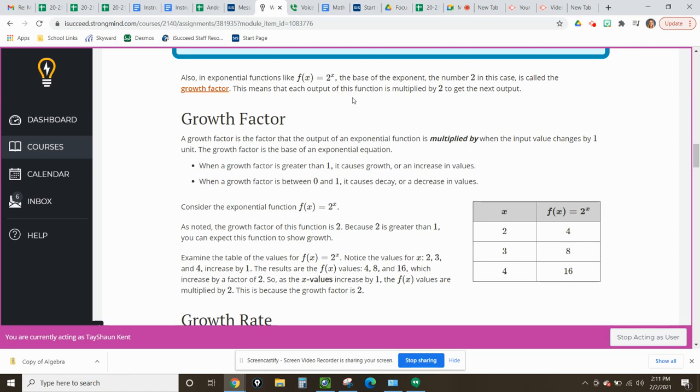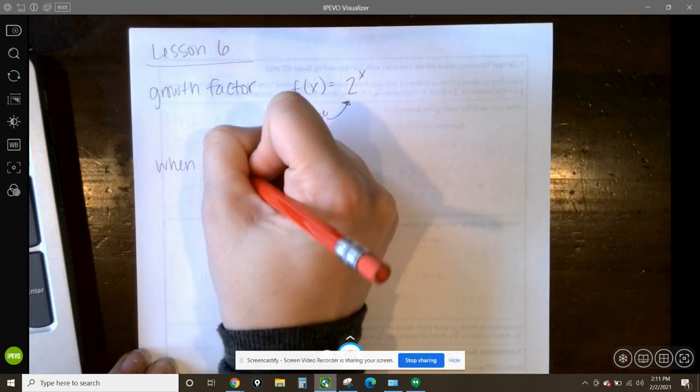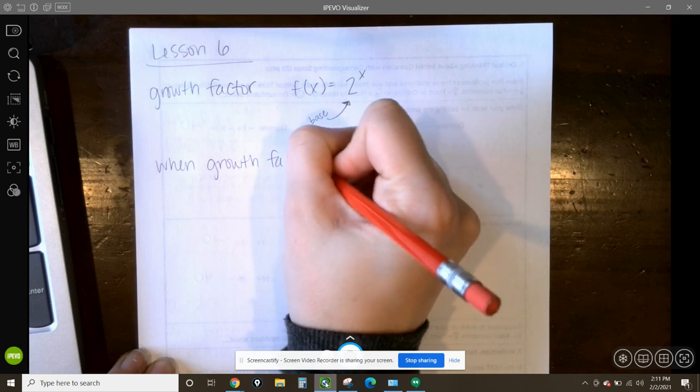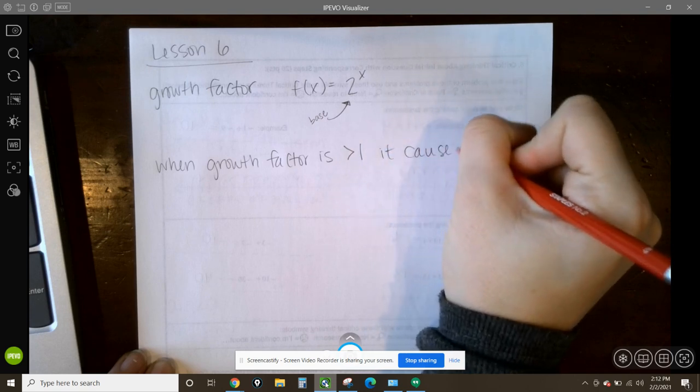Okay, so the number 2 in this case is called the growth factor. This means the output for each function is multiplied by 2 to get the next output. So we'll see that here in a second. A growth factor is the factor that the output of the exponential function is multiplied by when the input value changes by 1 unit. The growth factor is the base of the exponential equation. All right, when a growth factor is greater than 1, it causes growth. Okay, I'm going to hop back to my notes. When growth factor is greater than 1, it causes growth.